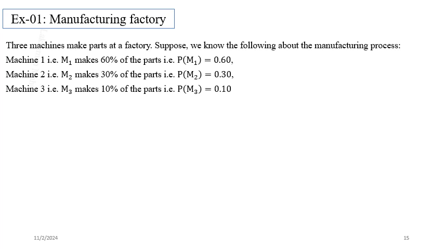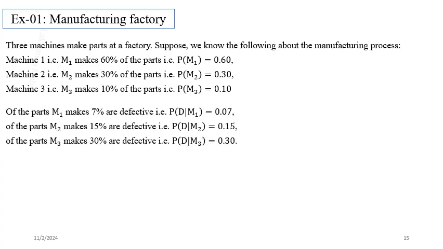And suppose we know the following about the manufacturing process. Machine 1 makes 60% of the parts. If you see a bike, how many nuts and bolts are in it? Mostly it is nuts and bolts. So like that, 60% of the parts are coming from machine 1. So what is the probability of M1? That one is 0.6. Then machine 2 makes 30% of the parts, so the probability of M2 is 0.3. Machine 3 makes 10% of the parts, then the probability of M3 is 0.1.